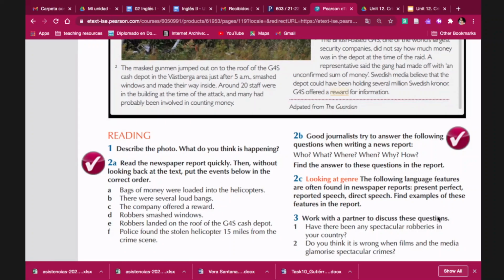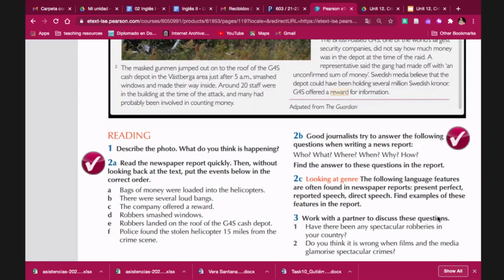Police found the stolen helicopter 15 miles from the crime scene. Exactly. So bags of money were loaded into the helicopters and then the police found the stolen helicopter 15 miles away from the crime scene. Okay, good. Thank you. Arlette, what happened last?